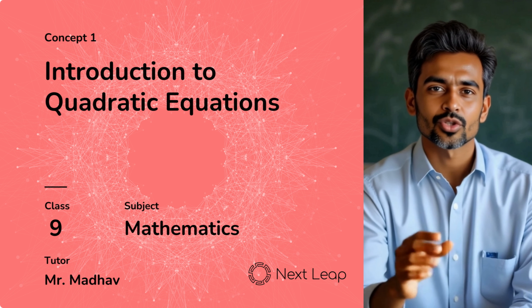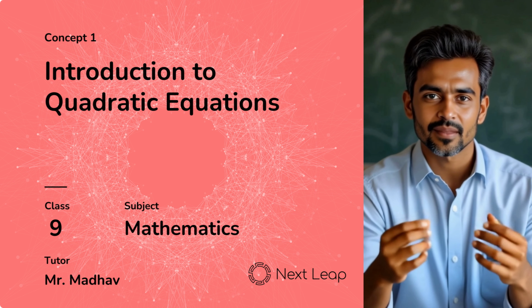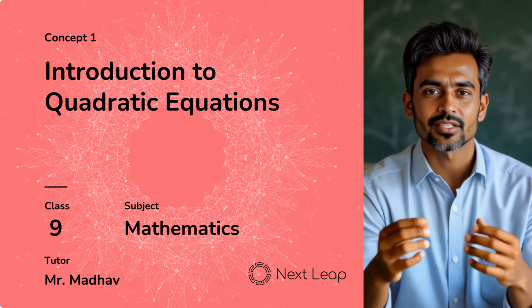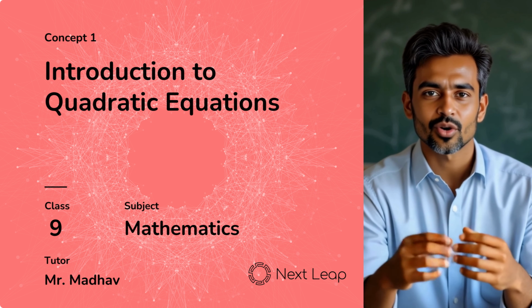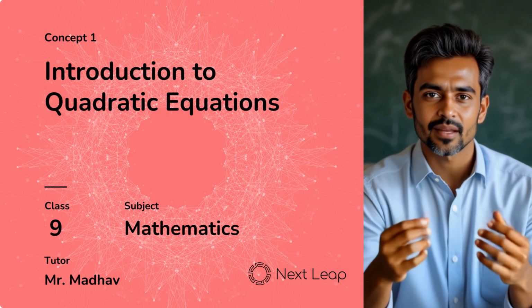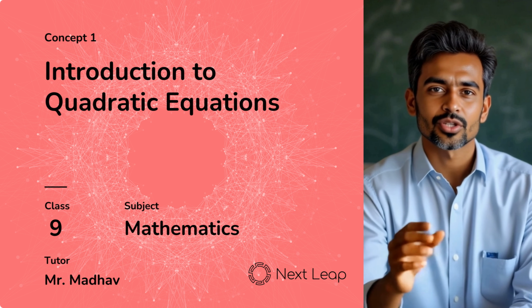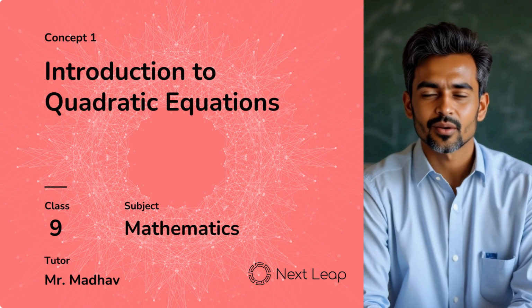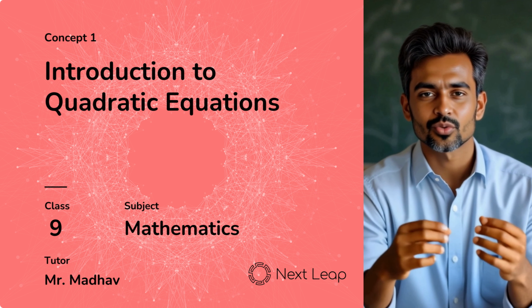Let's begin with what you already know, a linear equation in one variable. It has the form ax + b = 0, where a and b are real numbers and a is not equal to 0. Every linear equation in one variable has exactly one solution. For example, 2x + 4 = 0 gives x = -2.